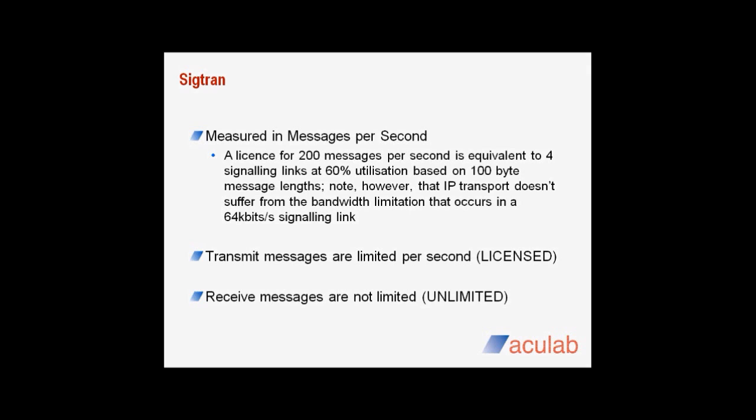The next point I want to mention is that when you come and get SIGTRAN from us, we license SIGTRAN. What we license is the number of messages per second that you can transmit from your system. So that's licensed, and there are various restrictions on that. You could get a license for, say, 600 messages per second, or 1,200 messages per second. When you ask us for licenses, that basically refers to how many messages per second the system can send. Finally, we do not restrict the number of messages per second that your system can receive. So what we do license is transmit messages. We do not license receive messages.